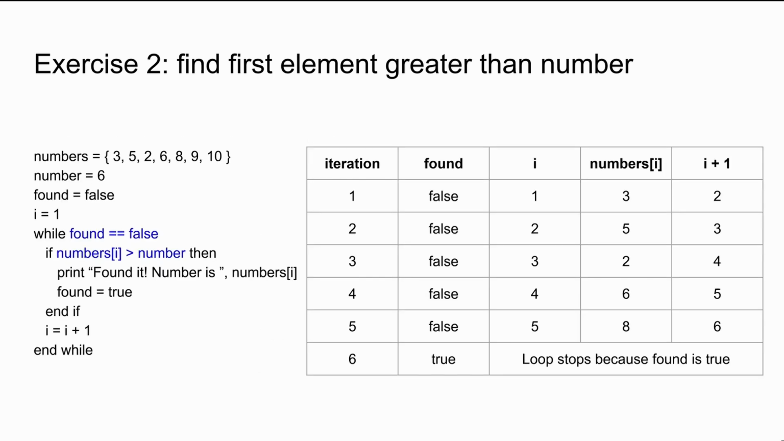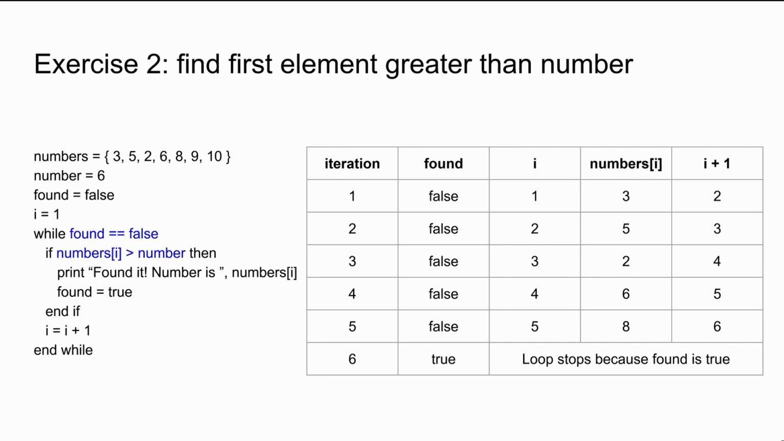And here we have the trace table for this loop. I explained trace tables in the last video while covering the for loops. These tables can be useful to understand which values each variable has in each iteration of the loop. In this case, we are going to cover the values for the iteration itself and the variables found, i when the iteration starts, numbers of i, and i plus 1.